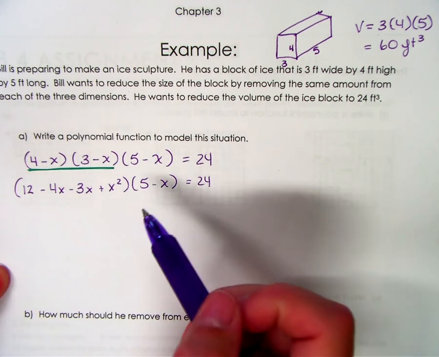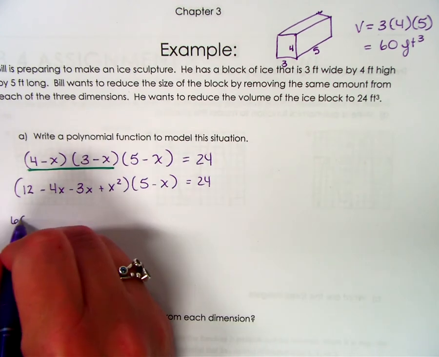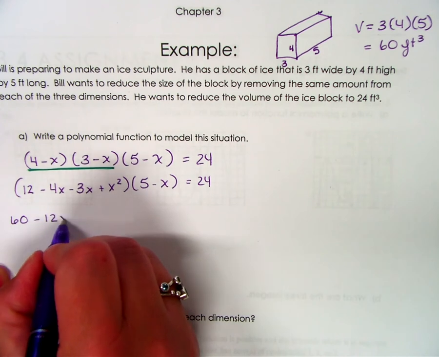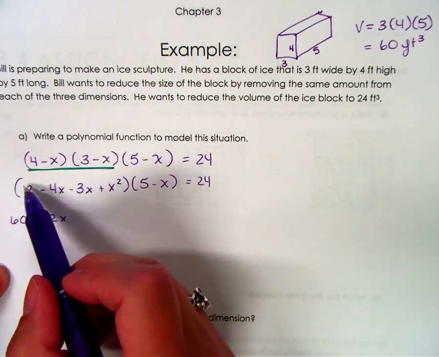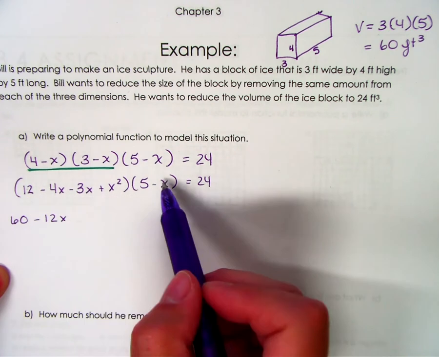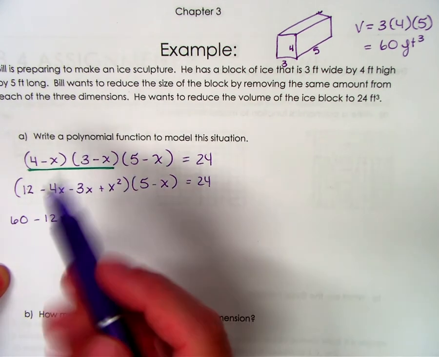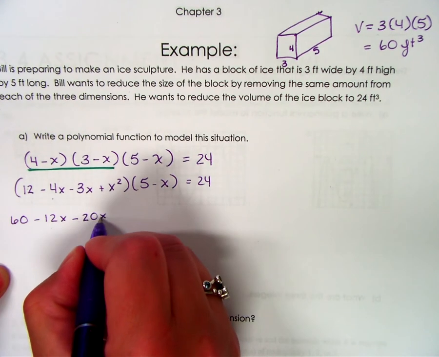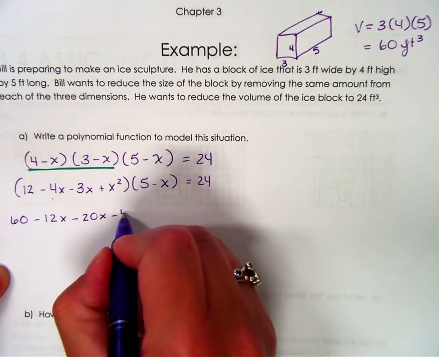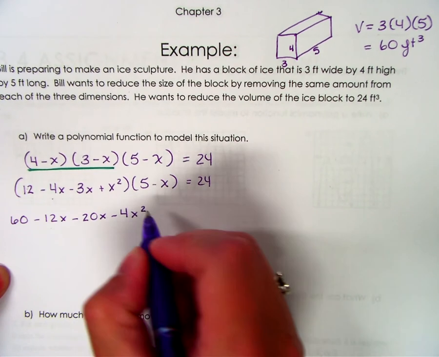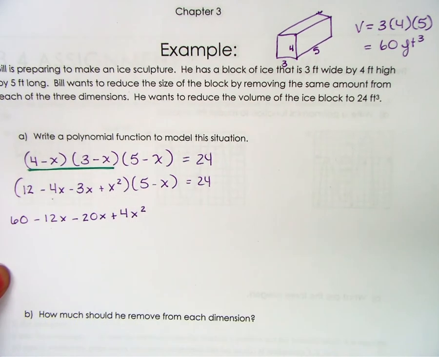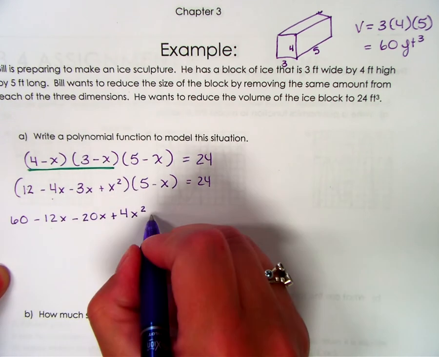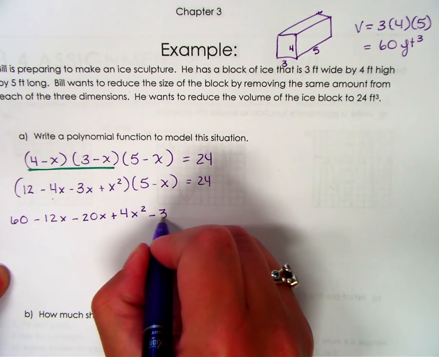So then we're going to multiply. I did 12 times 5, which gives me 60. 12 times negative x gives me negative 12x. Now moving on to the 4, so that's going to be a negative 20x minus 4x squared. Oh, plus 4x squared. Thank you for catching that. And then negative 3, so we're going to have negative 3x.